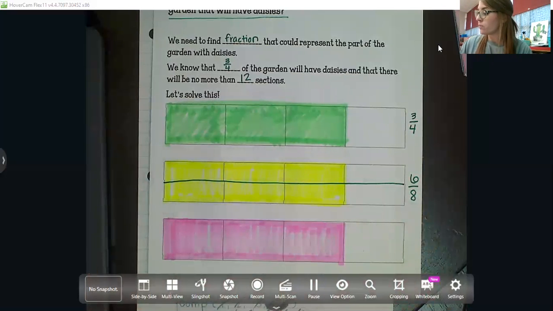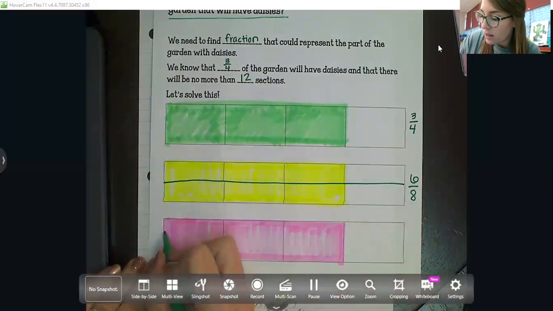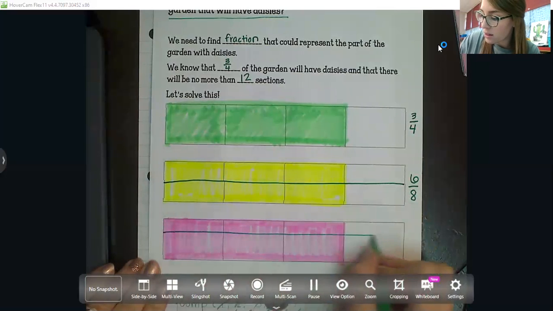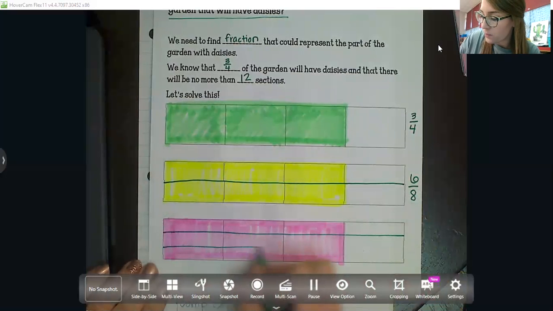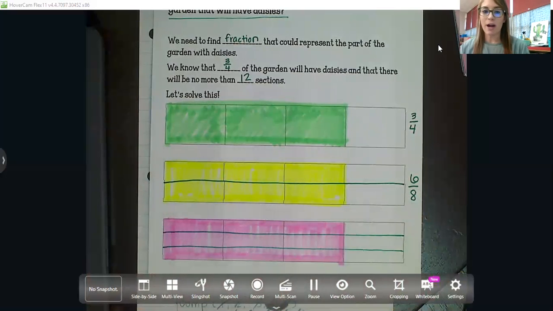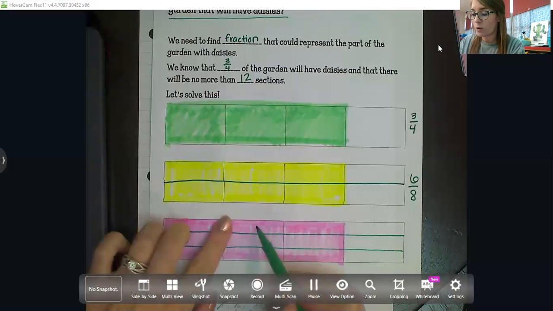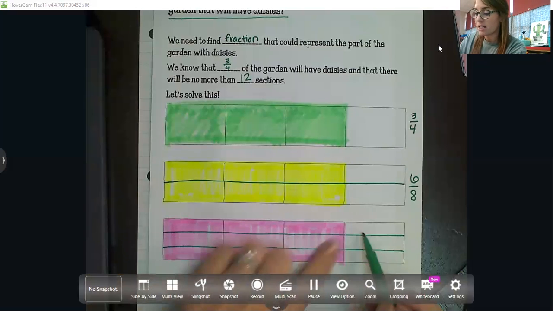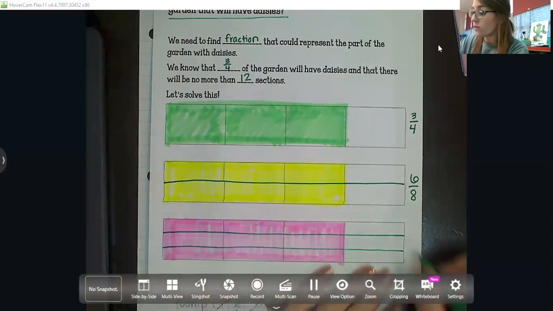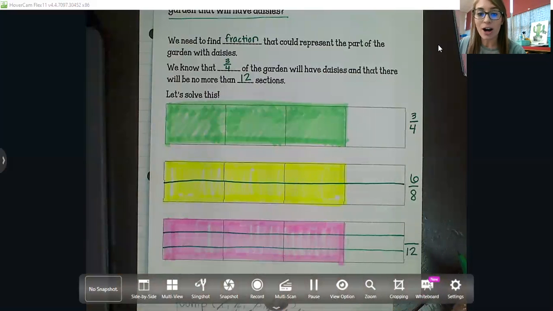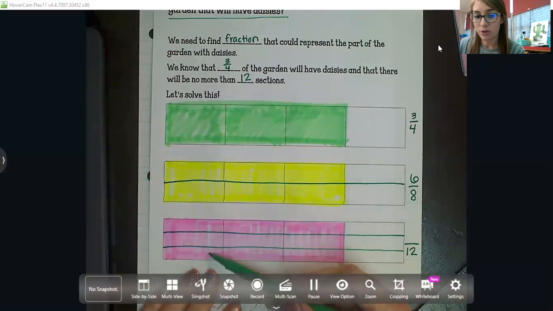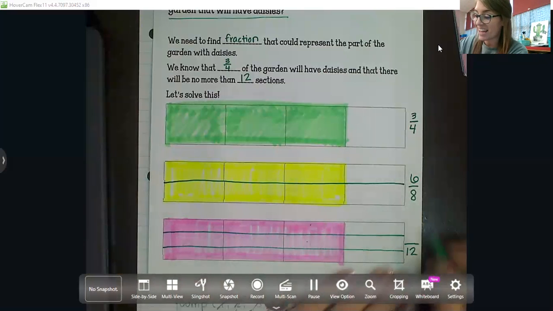But this time, what if I did it like this? How many sections do I have now? Very good. 1, 2, 3, 4, 5, 6, 7, 8, 9, 10, 11, 12 sections. So I have 12 total sections. How many are highlighted or how many are shaded in? 1, 2, 3, 4, 5, 6, 7, 8, 9.